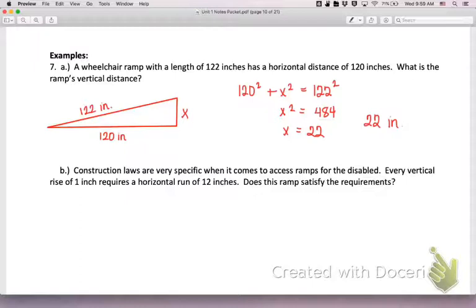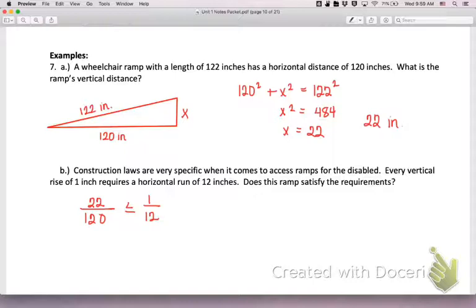The last part of the problem has us interpret this information a little bit. It says construction laws are very specific when it comes to access ramps for the disabled. Every vertical rise of 1 inch requires a horizontal run of 12 inches. Does this ramp satisfy the requirements? So it cannot be steeper than that. So what that means is that we need to know, is our ramp, which has a rise of 22 and a run of 120, think of it like slope, that's exactly what it is. We need that slope to either be less than or equal to a rise of 1 and a run of 12, okay?